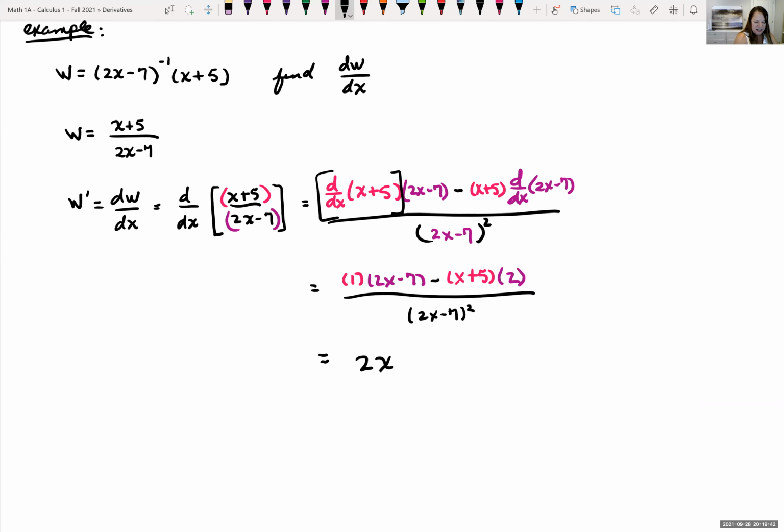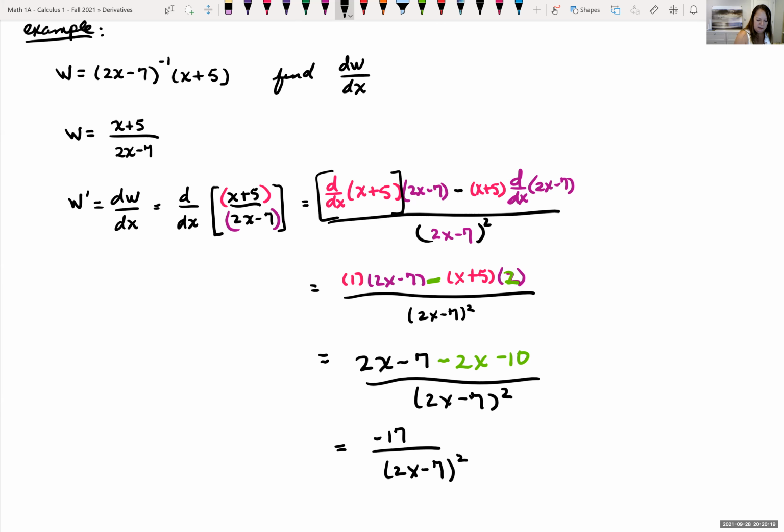So distributing the one, I can just basically drop my parentheses on 2x minus 7. And let's think of this as distributing a -2. So -2 times x, so that's minus 2x, and -2 times 5, so minus 10, all over our denominator, 2x minus 7, quantity squared. So notice here our numerator, 2x minus 2x cancels, and we have -7 minus 10, so that's -17 all over 2x minus 7, quantity squared.